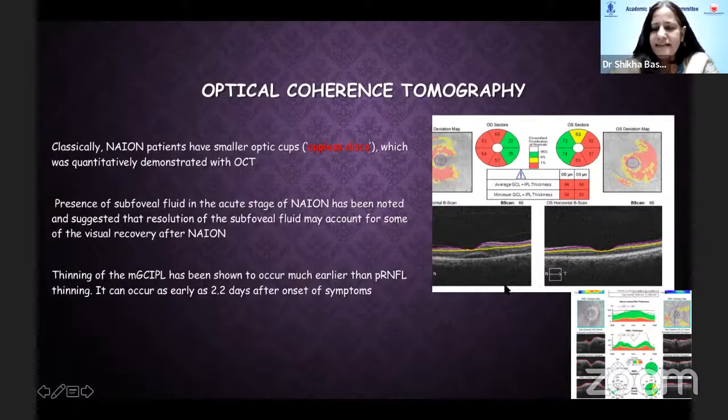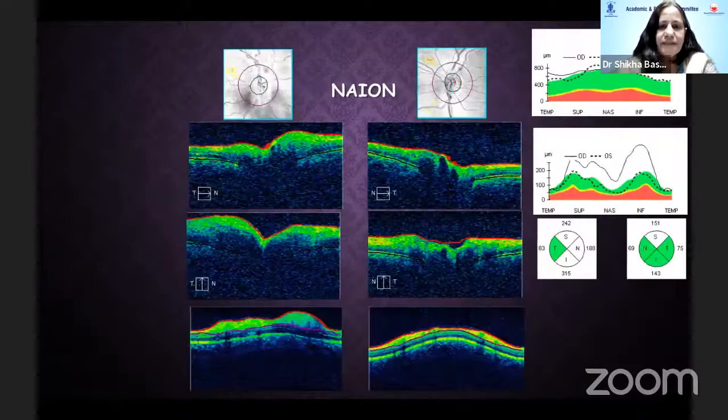If that is present, then I can tell the patient I'm not too sure how much visual recovery there will be once this edema of the disc settles down, but I'm sure once this fluid goes from here, there will be some amount of visual recovery. Then another thing is that the GCC thinning, which can be picked up on GCC analysis, is very early with ischemic optic neuropathy, occurring around 2.2 days after the onset of symptoms.